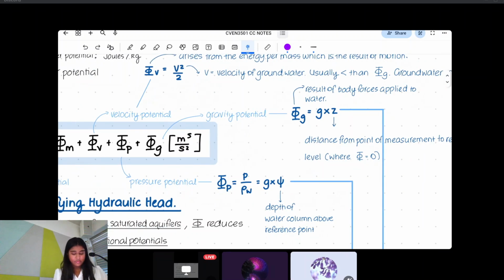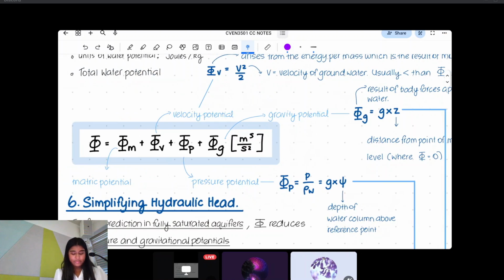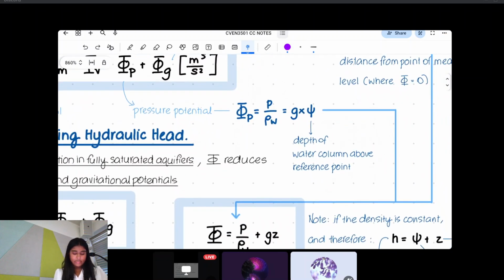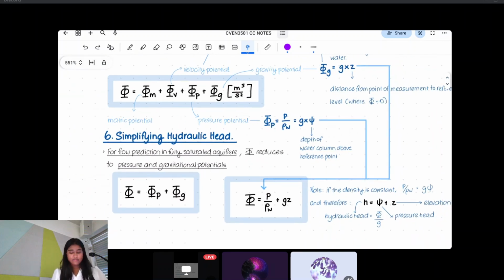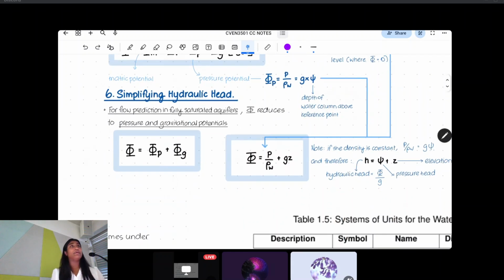So that's gravity potential. And then pressure potential is down here, and that's this equation here, which is just your fluid pressure divided by the density of water, or it's the gravity multiplied by the depth of the water column above the reference point. And when you add all of those little components together, because the potential of water can be impacted by many things, you get the total water potential, and that will tell you how much head there is and if there are any changes in energy across the water body.